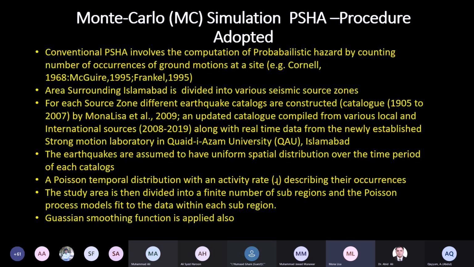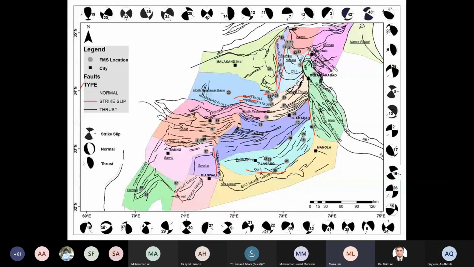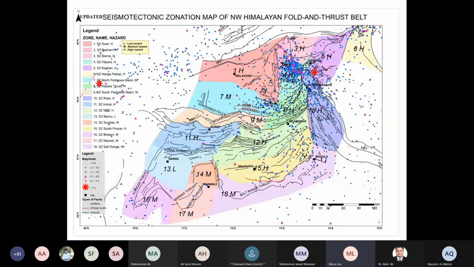Then we adopted Monte Carlo simulation for the very first time in Pakistan, and with the help of this Monte Carlo simulation, we then established a PSHA, a probabilistic seismic hazard map of the Northwest Himalayan fold and thrust belt, which is showing the different zones with different hazard values. This is the detailed hazard map of the Northwest Himalayan fold and thrust belt with different PGA values and categorization into safe, hazardous or dangerous areas.